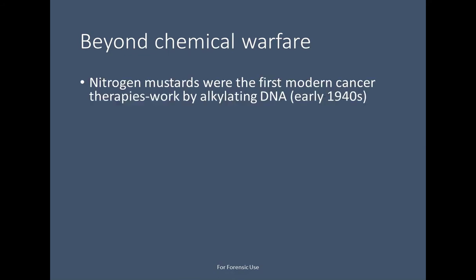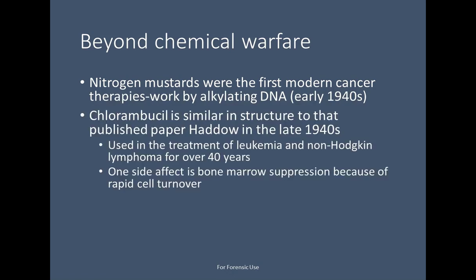But beyond that, there's also potential that maybe this kind of analysis in bone would be important for understanding cancer therapies or osteoporosis medications. It's interesting to note that in the early 1940s, one of the first cancer therapies was based off nitrogen mustards, and that's chlorambucil, because it has a similar structure to that. It was developed based on that structure from the 1940s, and it's been used to treat leukemia and non-Hodgkin's lymphoma for over 40 years.